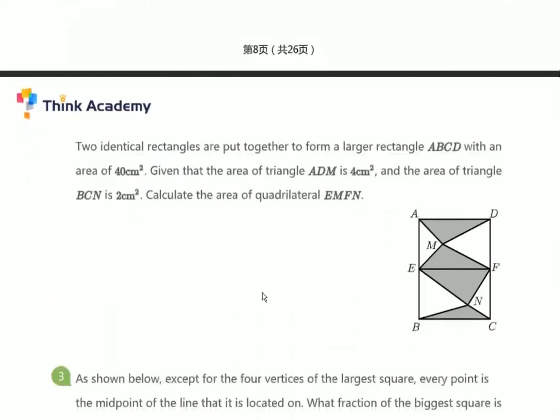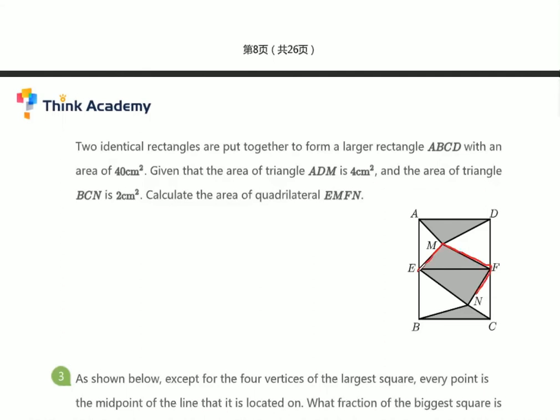Okay, so the second extensive exercise question states that 2 identical rectangles are put together to form a larger rectangle ABCD with an area of 40 centimeters squared. Given that the area of the triangle ADM is 4 centimeters squared and the area of the triangle BCN is 2 centimeters squared, calculate the area of the quadrilateral EMFN. So we want to work out the area of this quadrilateral over here.